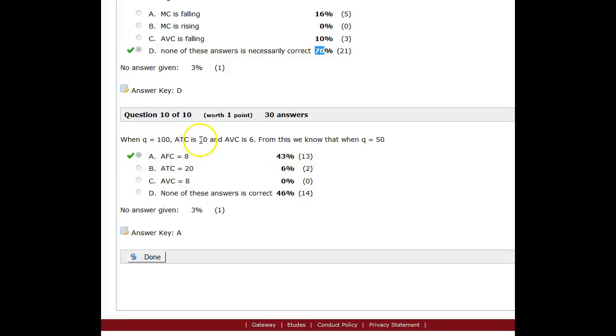When Q equals 100, ATC is 10, AVC is 6. That means AFC is 4, right? And from that, we know that fixed costs are 400. 4 times 100 is 400. Now, when we go to Q equals 50, the one thing that doesn't change is fixed costs. Fixed costs are fixed. So they're 400 at 100, they're 400 at 50, they're 400 at 0. So when Q equals 50, 400 divided by 50 will give us average fixed cost of 8. The others we are changing, so we don't know anything about them.